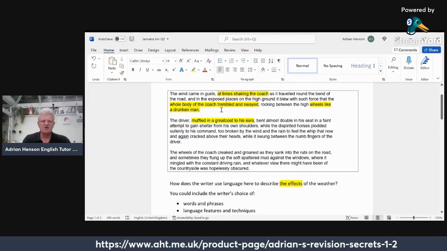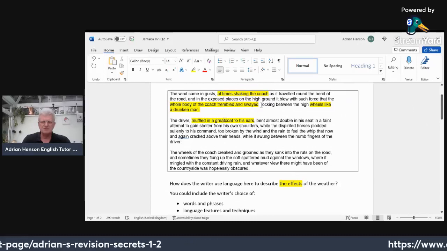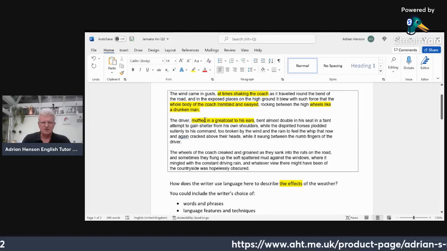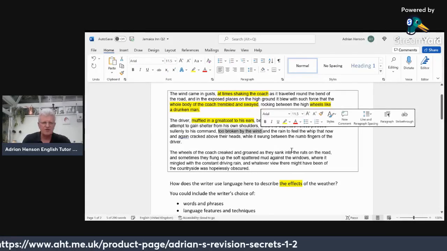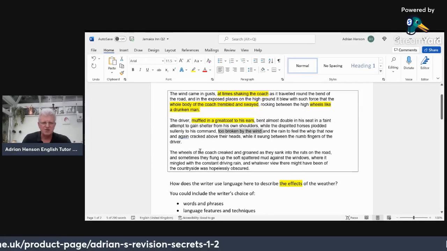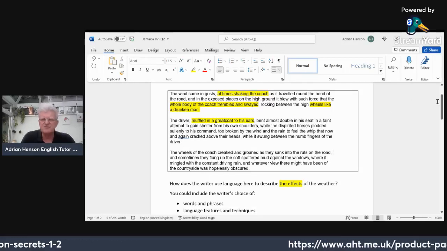So we might get a furthermore in here, or as we go on, we could start there. That could be as we go on. It could be furthermore, or it could be other words. Look, they're too broken by the wind. That's another one. Then the wheels of the coach, there's loads in there. So you've got loads of references to choose from.